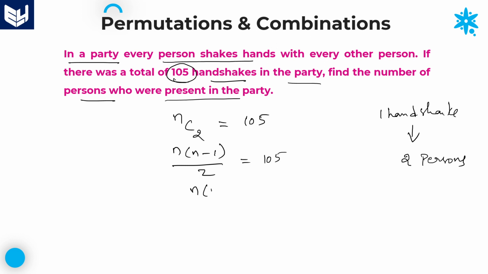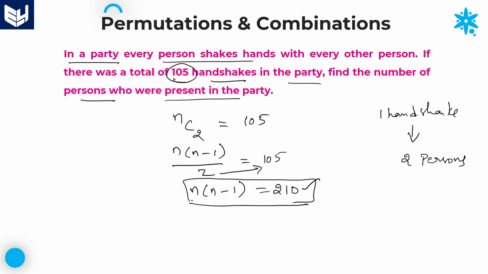Now you can do the cross multiplication. n into n minus 1, here this 2 goes to the right side. 2 into 105 is equal to 210. Now don't multiply these two, you will get a quadratic equation. Instead of that, it is better to go with the trial and error method. The product of two consecutive numbers, n and n minus 1, should be 210. If you keep n equal to 15, 15 into 14 gives you 210.